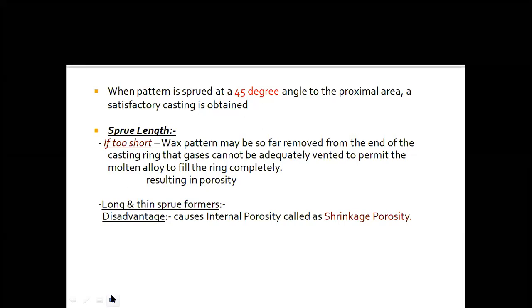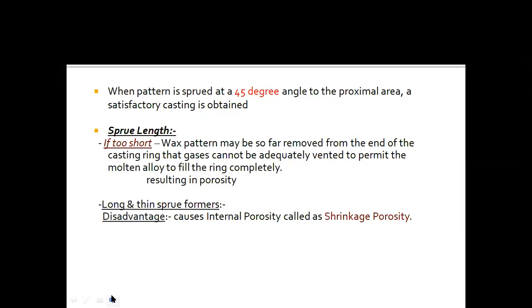What happens with long and thin sprue formers? They cause internal porosity called shrinkage porosity. If you have long and thin sprues, the metal doesn't flow, it shrinks before that. That is what causes localized shrinkage porosities.